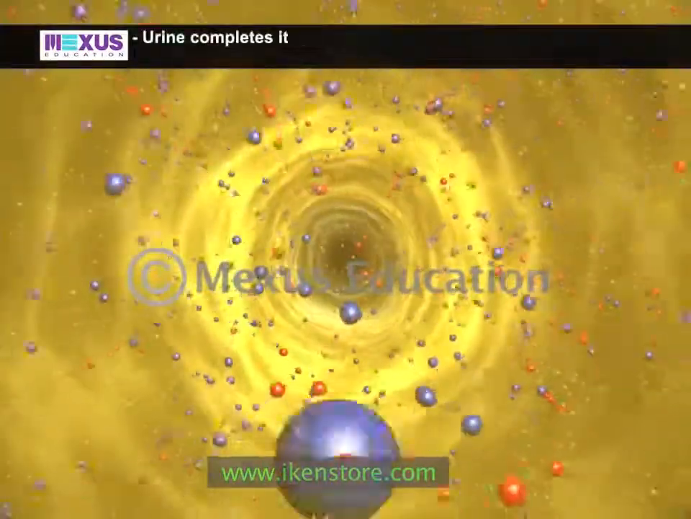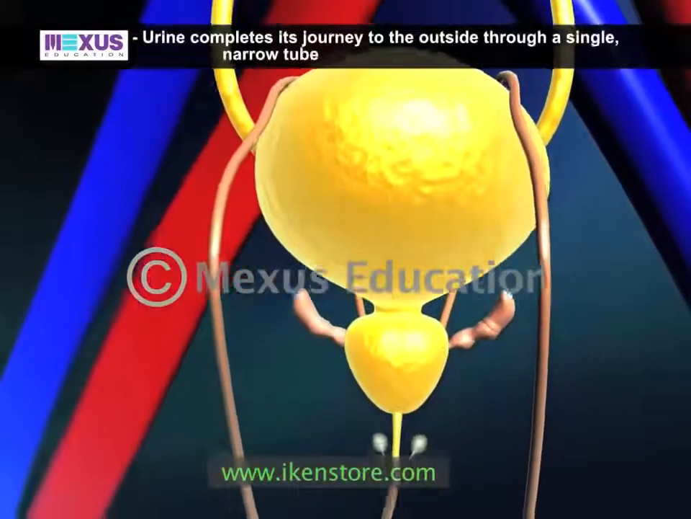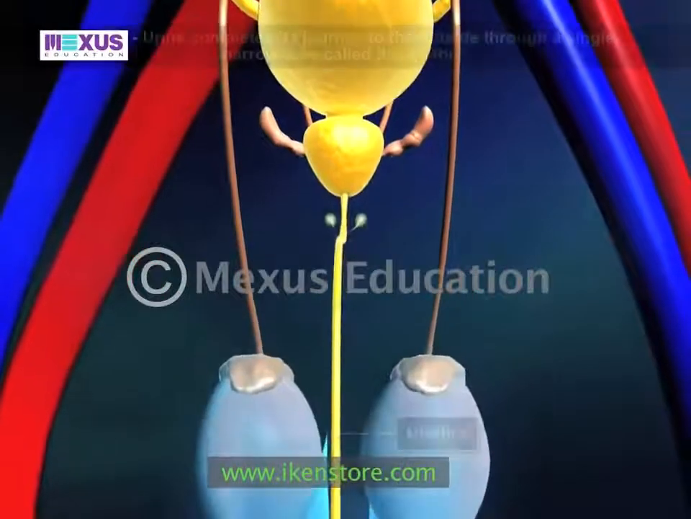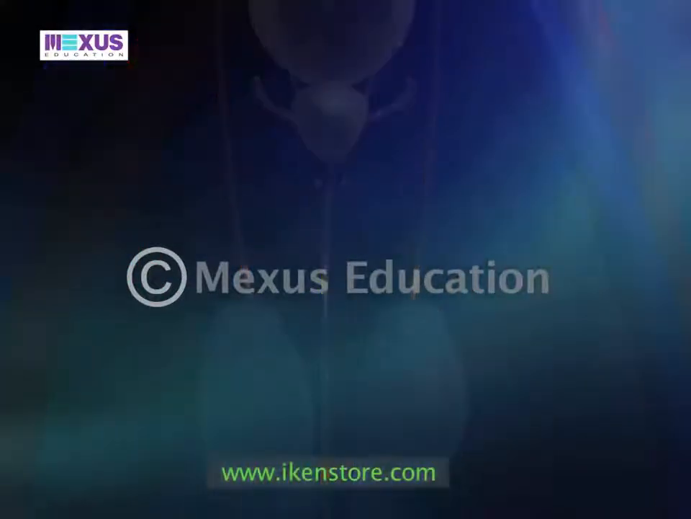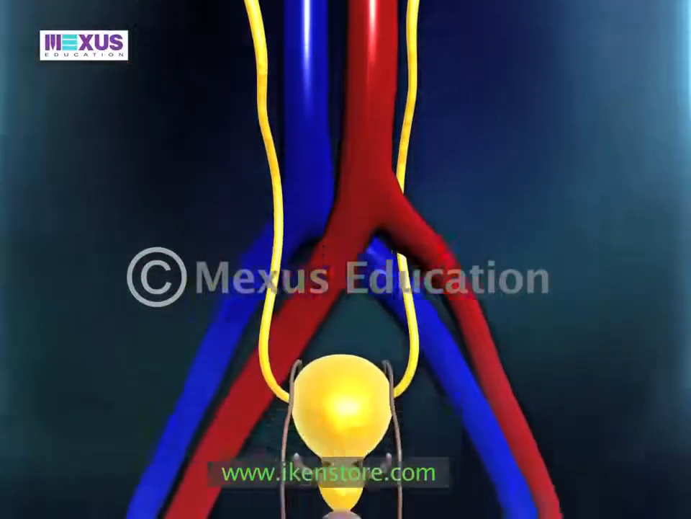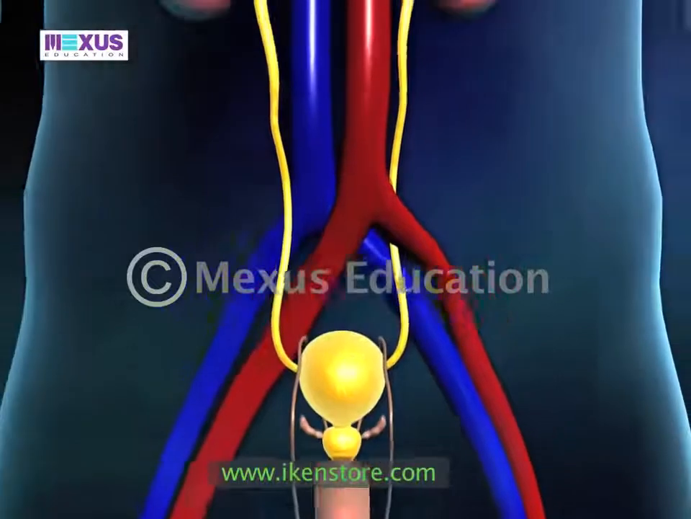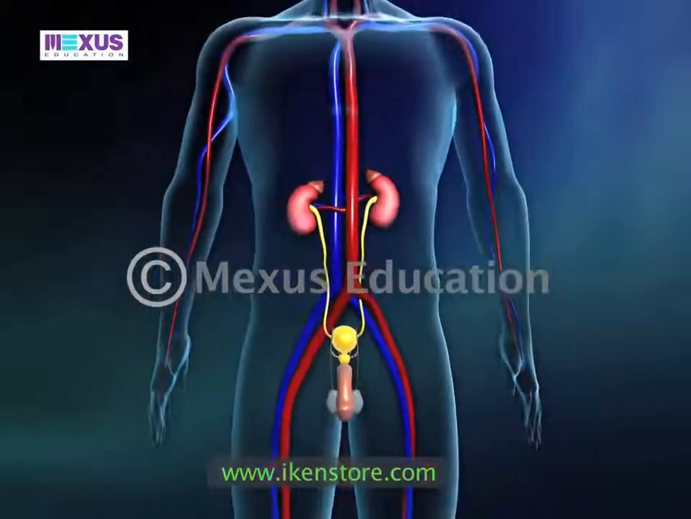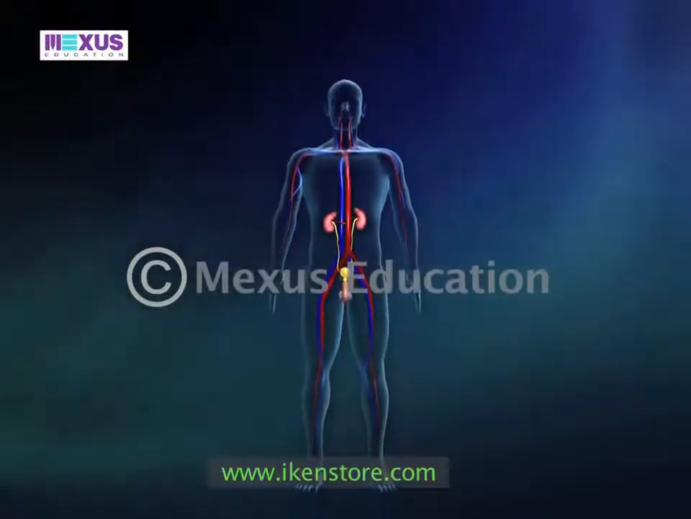Urine completes its journey to the outside through a single narrow tube called the urethra. The human excretory system is thus responsible for the regulation of our body in terms of chemical balances, elimination of wastes and harmful substances, and ultimately our good health.